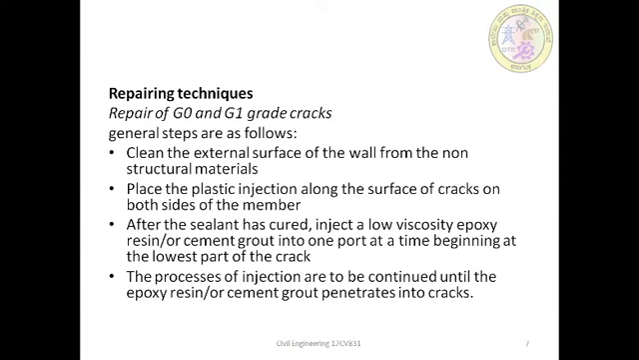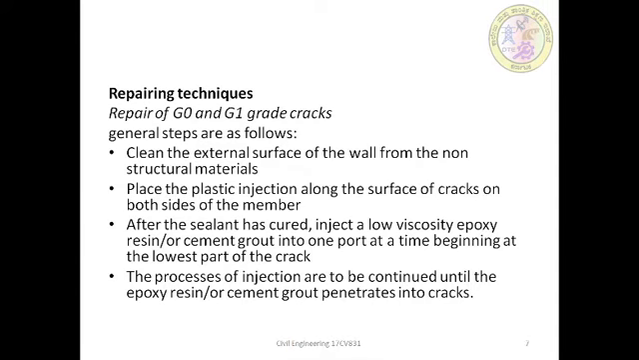So the approach for adopting a repair process for existing or damaged masonry principally relies on the level of cracking. It may be a repair of G0 and G1 grade types of cracks. Here, for cracks up to 5 mm, pressure injection of cement grout containing an admixture against shrinkage, or epoxy, is recommended.